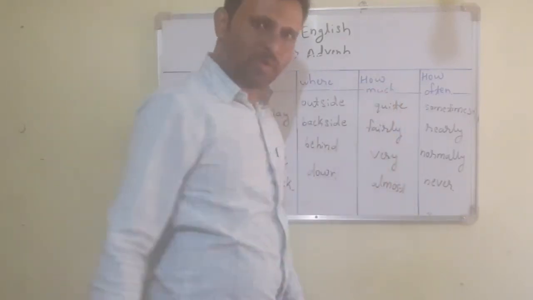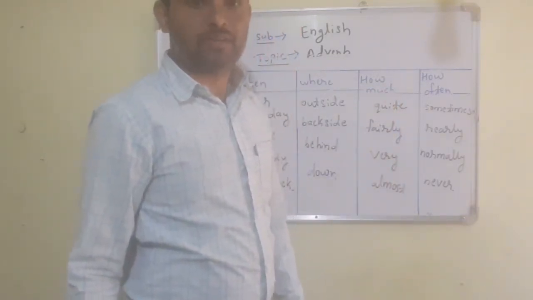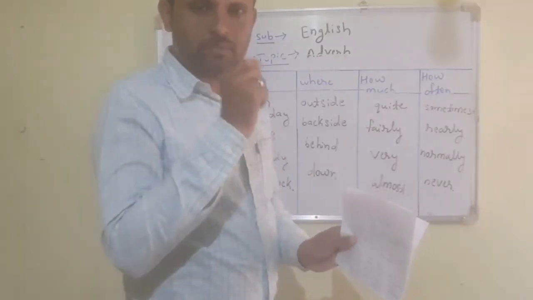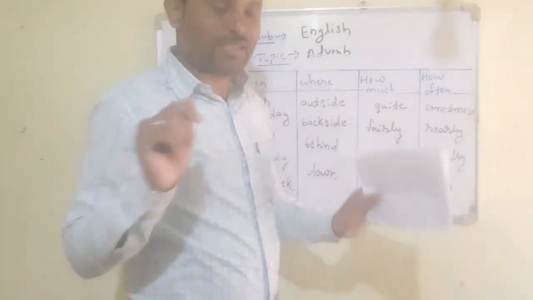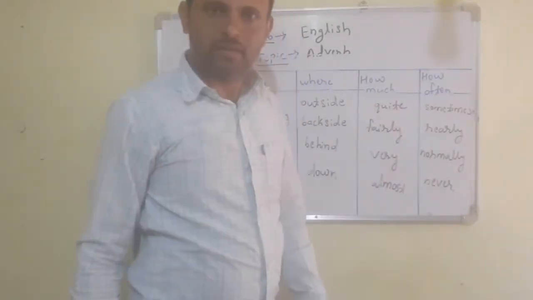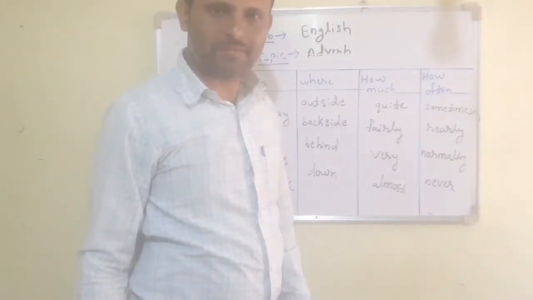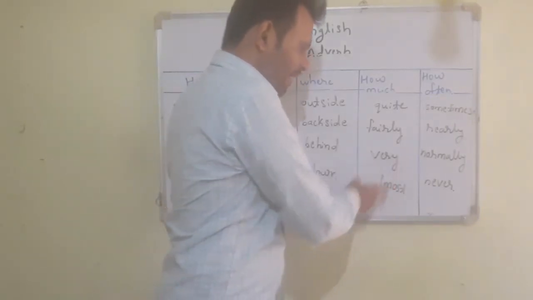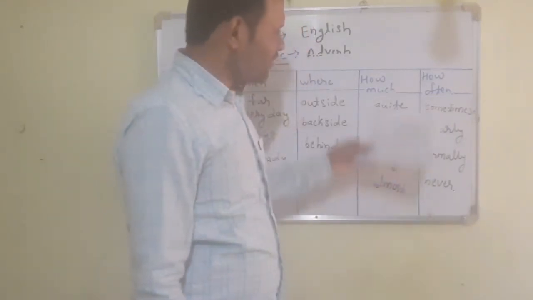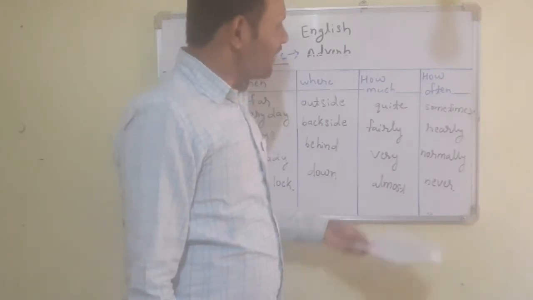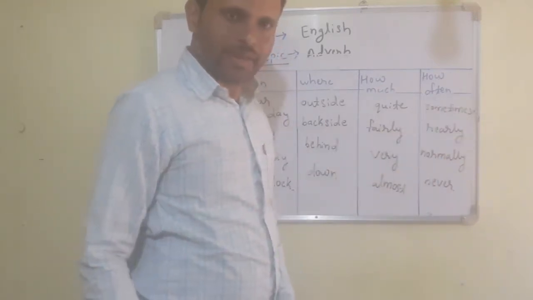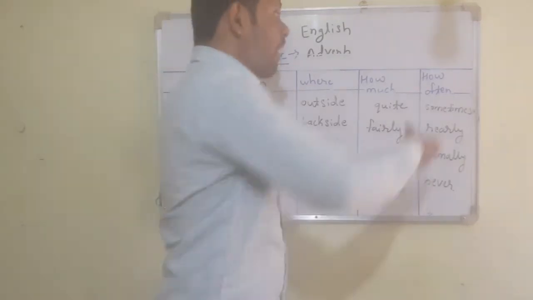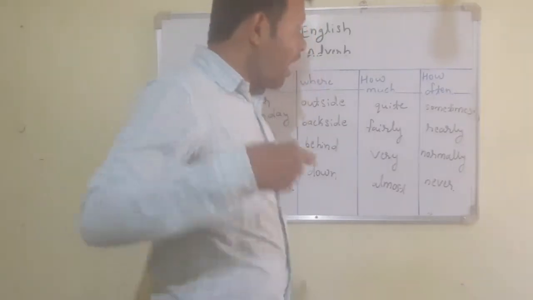How much? He does quiet work. How much? Quiet work means no one can estimate. Then she is fairly doing her homework. How much is she doing? She is doing fairly. Then very, almost: these are also examples of adverbs. Like that only. How often? In a sentence, how much time is the work going on? How often?